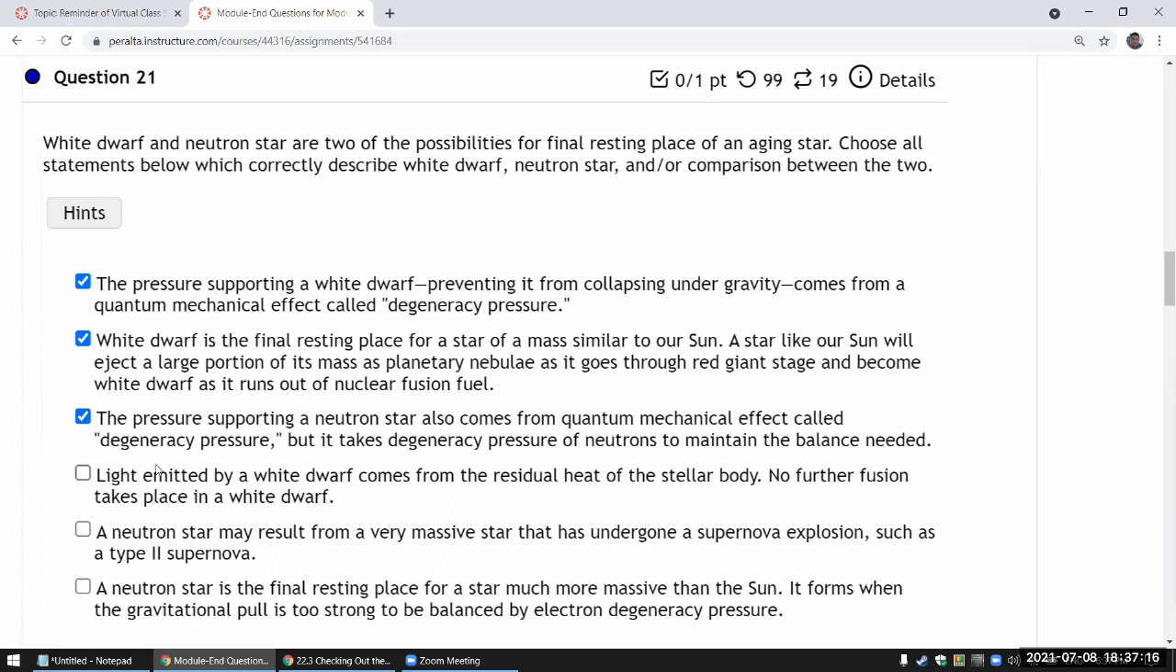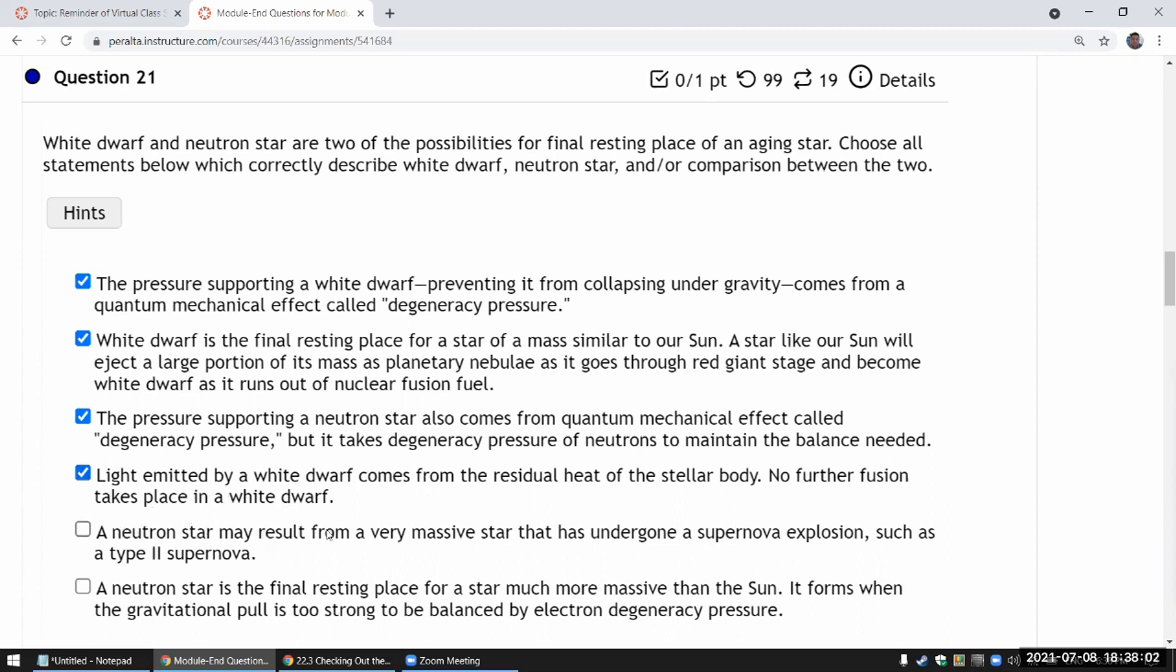Okay, light emitted by a white dwarf comes from the residual heat of the stellar body. No further fusion takes place in a white dwarf. That is also correct. I mean, that's why it's a white dwarf. It ran out of hydrogen to fuse, and for heavy enough stars, it will fuse higher elements, but that goes only up to iron. Once you reach iron, then fusing further doesn't produce any energy, so the iron core is where it kind of stops. And when it runs out of all the hydrogen that can be fused, either in the core, in the inner to outer layers, then what's left over, the ash, is the white dwarf.